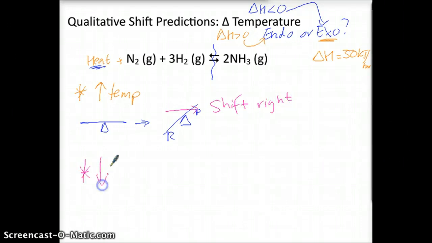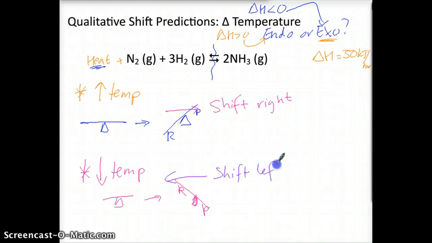If you decrease the temperature, it would be the opposite. That's just like removing heat. So the equilibrium expression here would go here, because now we have less reactants than we did before, so this reaction would shift left. So again, key idea, you need to know your endo-exo, and you need to add heat as a reactant or a product, depending on if it's endo or exothermic.